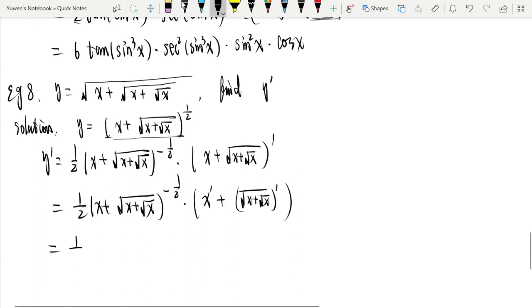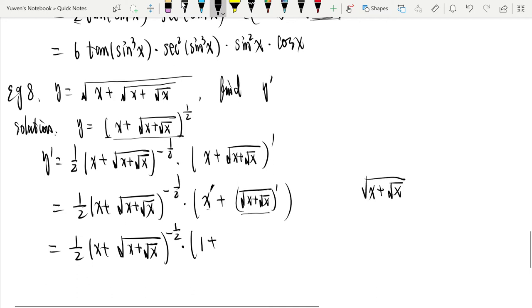That is 1/2 (x plus square root x) to the negative 1/2. The first part is 1. The second part is another composition function. So x plus square root x, then take the square root. That is actually (x plus square root x) to the 1/2.